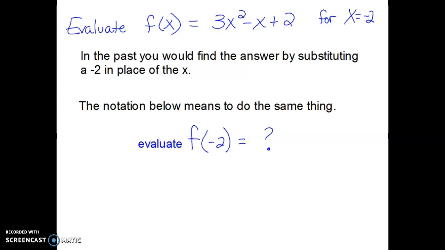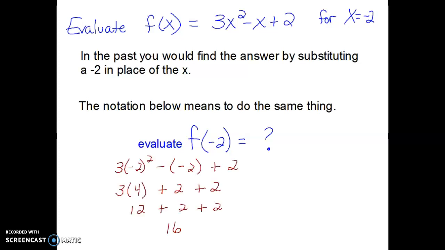Down below at the bottom of the screen is the way our notation is going to start to look like, but it means the exact same thing. So if I substitute -2 in place of X, I should get an answer of 16.